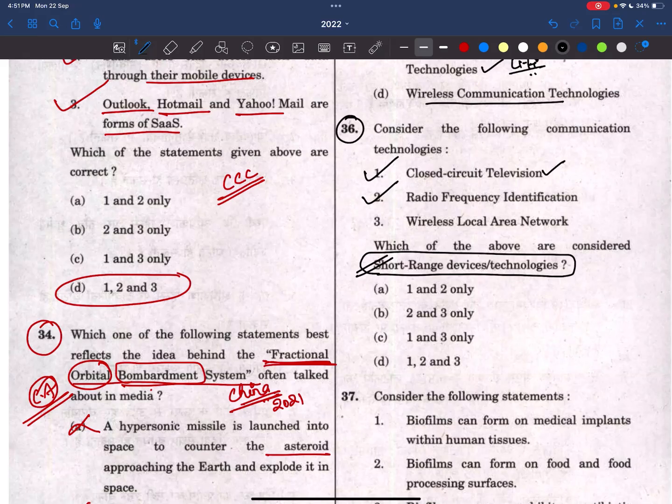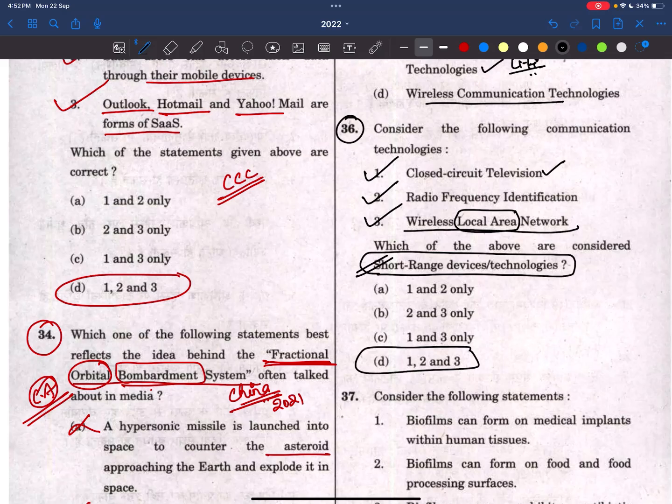Okay. Next, wireless local area network. Here, local area network, LAN. In offices we use LAN cables for the interconnectivity of systems, right? So this is also true. All these things are short range devices. And these are 1, 2, and 3.